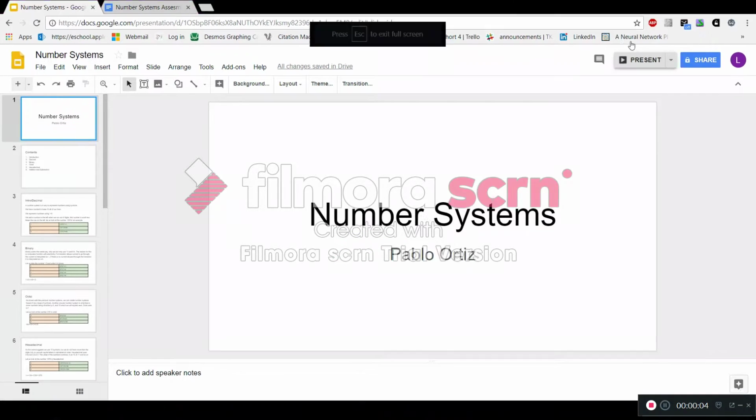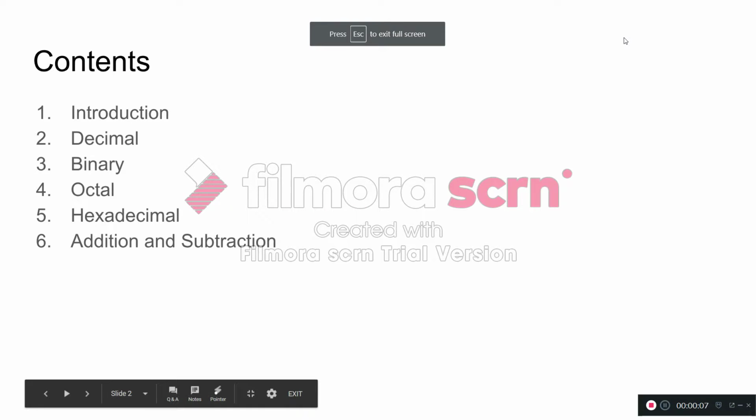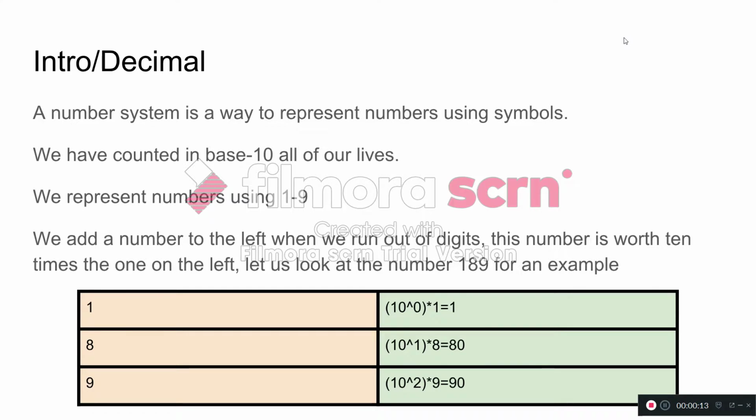Today we will be looking at number systems. So here we have a table of contents to introduce, in order, the topics that we're going to be talking about. First, let's have an introduction to number systems. A number system is a way to represent numbers using symbols.